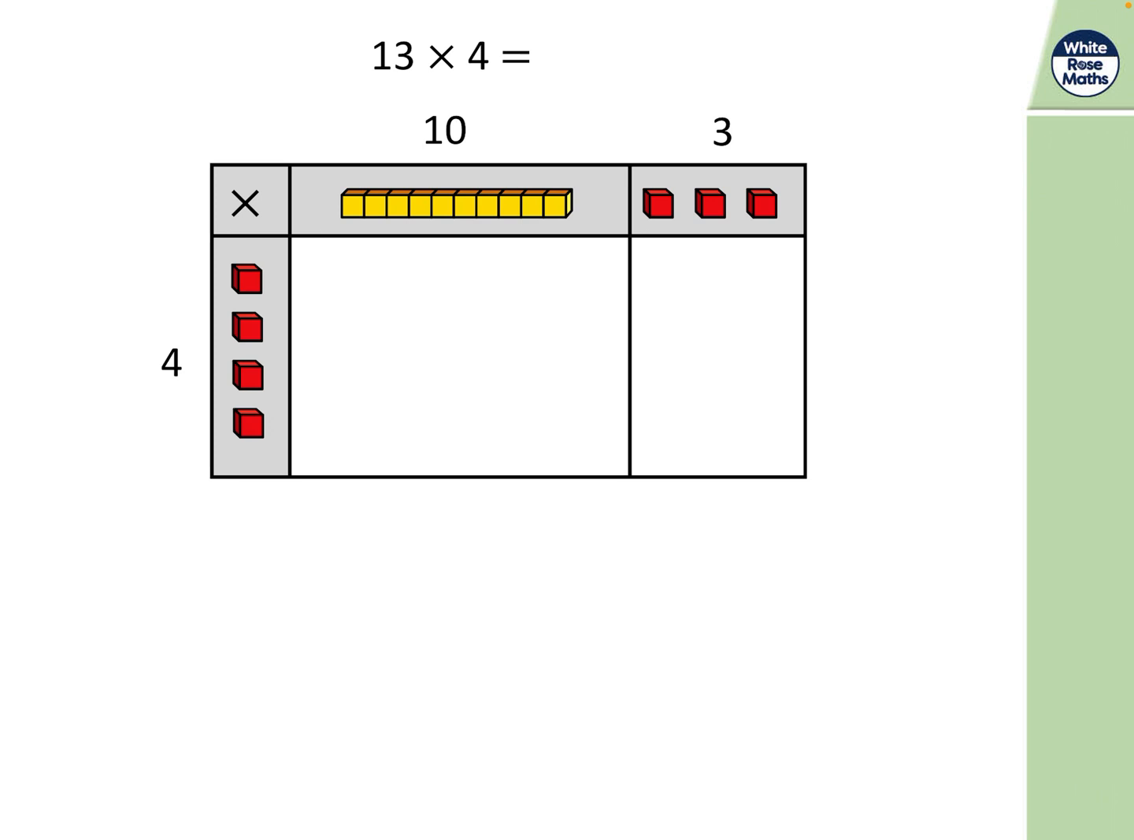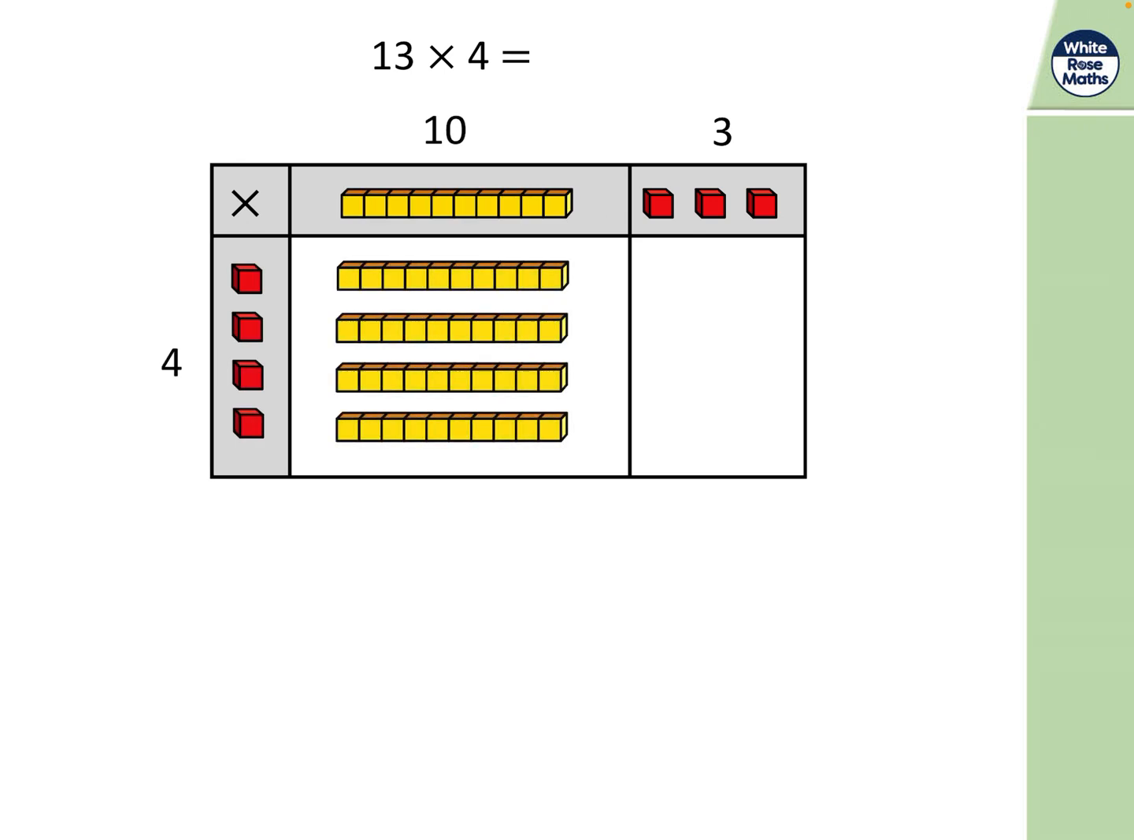So here we have it again. We've taken our 13, we've partitioned that into 10 and 3, and we've got our 4 here. So have a think, how might you do this? If you can pause the video and have a go, work it out. You might want to draw it out, but let's have a look. First of all, we're going to do our 10 multiplied by our 4, so we have 4 lots of 10. Well done if you got that.